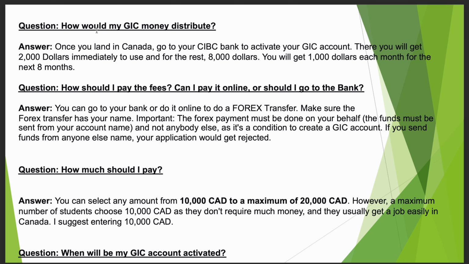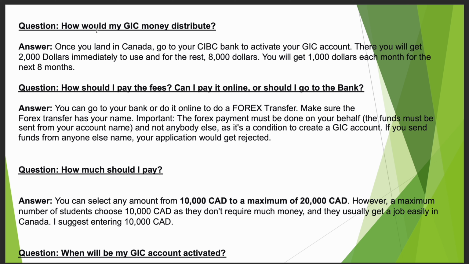Next, how would my GIC money be distributed? For that, once you land in Canada, go to your CIBC Bank to activate your GIC account. There you will get $2,000 immediately to use. And for the remaining $8,000, you will get $1,000 each month for the next 8 months.